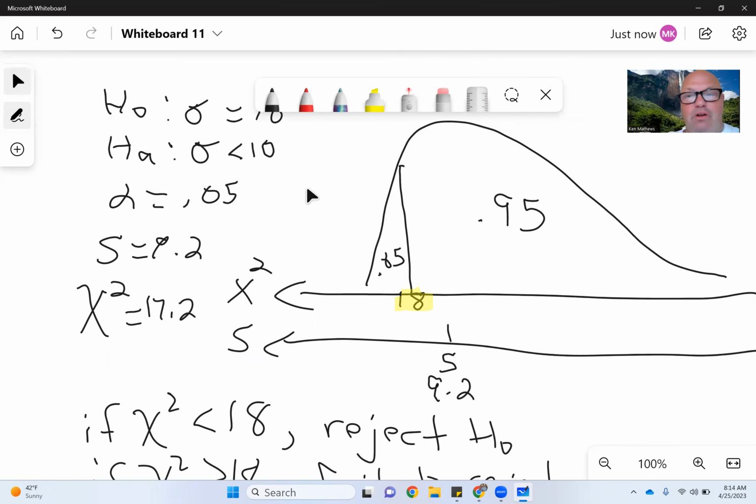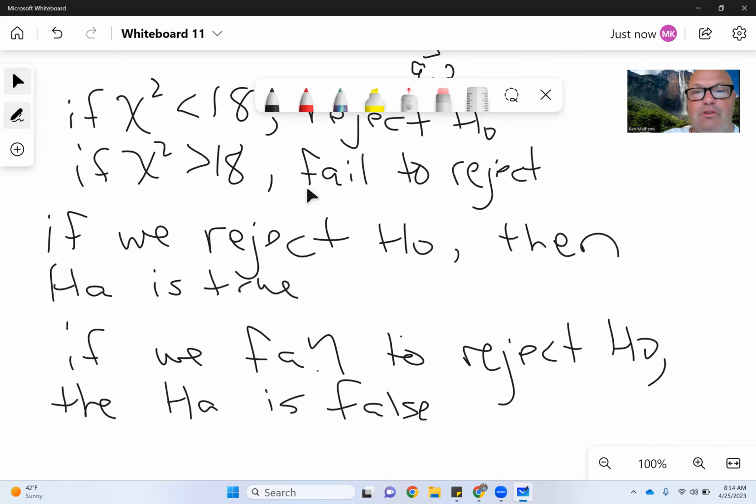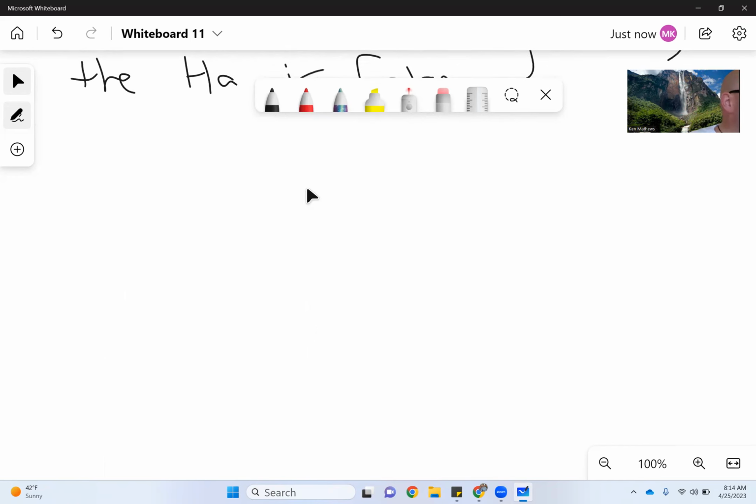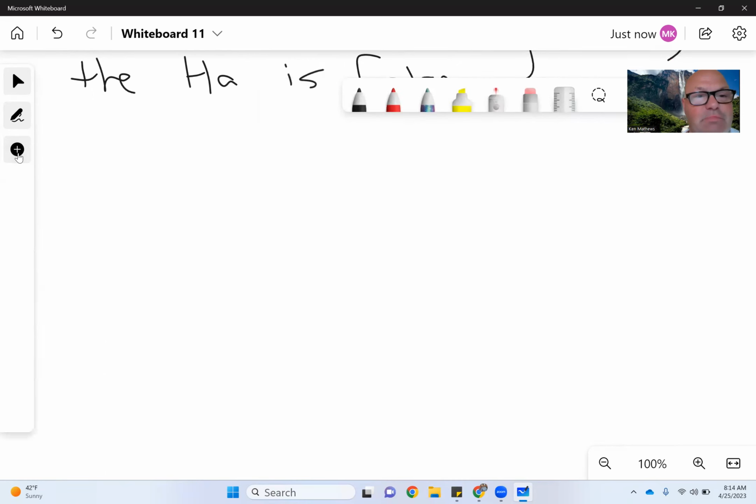All right, so now we're going to do a couple examples. Now we're going to do one where we're testing two proportions. All right, so what I'm going to do is add a text box.